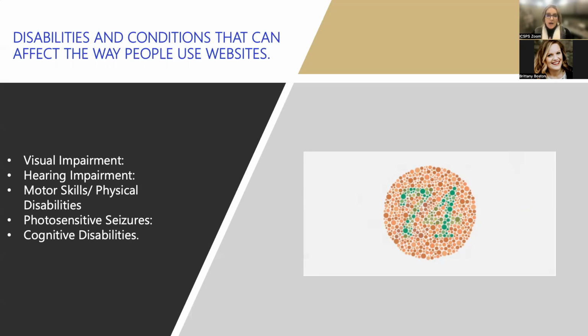So we want to design or implement our institution's websites through this lens with these challenges in mind so that we can ensure that it's welcome to all users and all potential students. So there's visual impairment, which includes a partial or total inability to see or to perceive color contrast. Hearing impairment, which some users have a reduced ability to hear. We also have motor skills or physical disabilities that can inhibit us, photosensitive seizures, and cognitive disabilities.